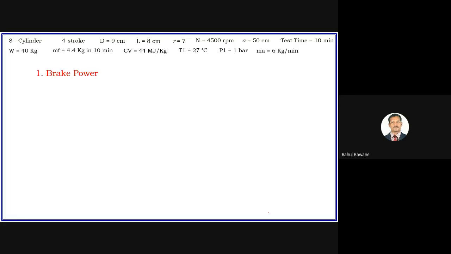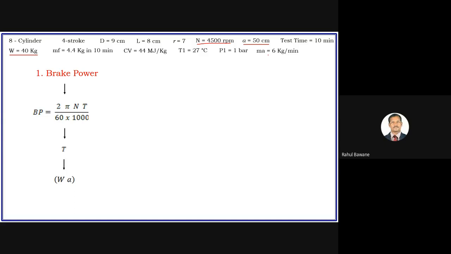Now first brake power. So brake power we know, 2 pi NT. N is given, yes, 4500. N value is given. Now what about the torque? So torque is net load or force multiplied by offset distance. So weight is given 40 kg and offset distance is given 50 centimeter. It is very easy to calculate torque.